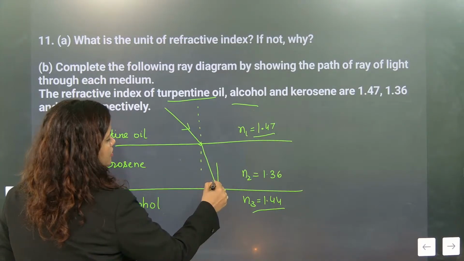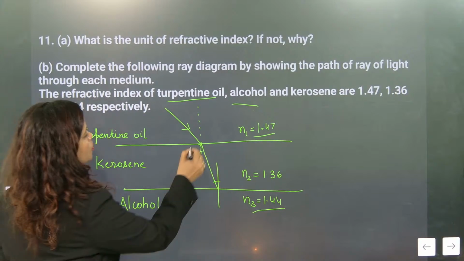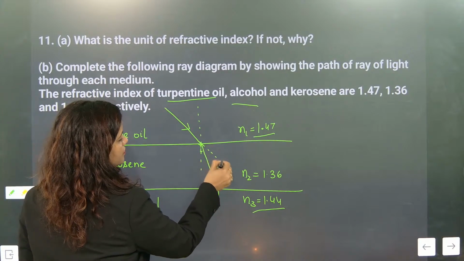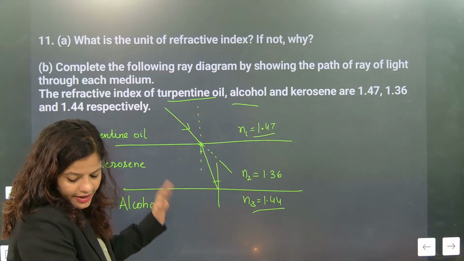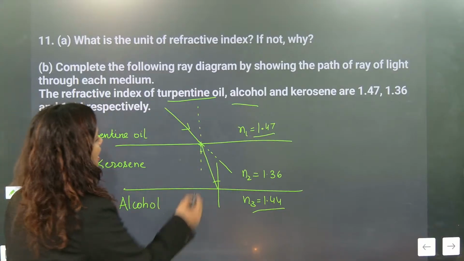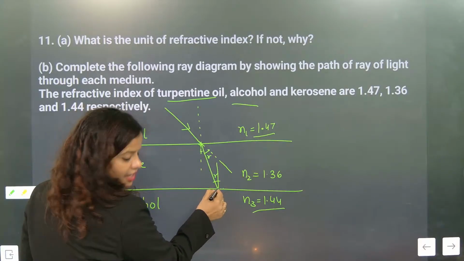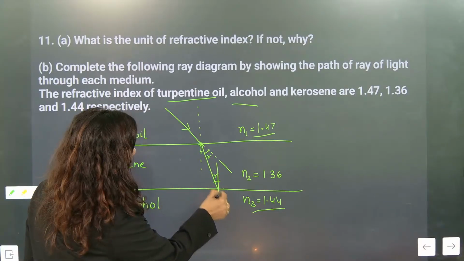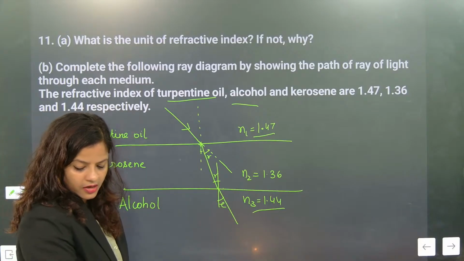Understood or not? Now this and this we need to check. Got it? It was supposed to go like this, but it is bending towards the normal, and after that it exactly makes the angle R, and this angle is going away like this. So it is making what? Angle E.